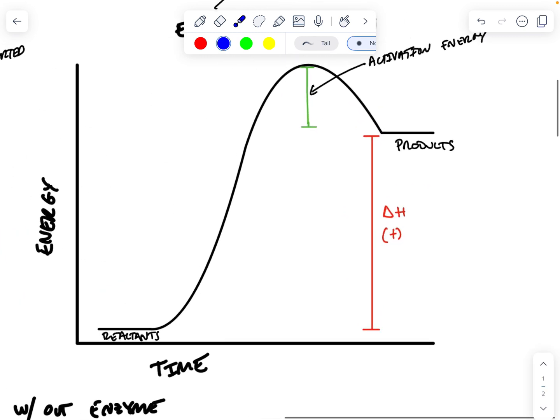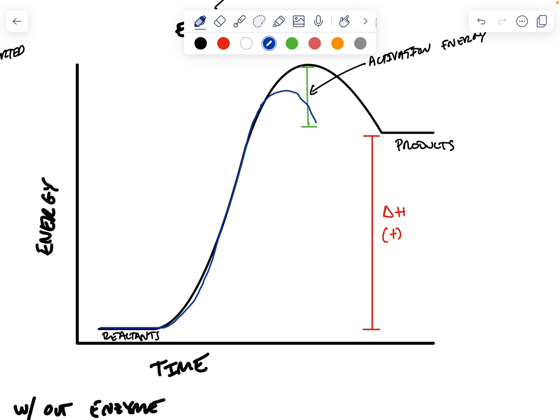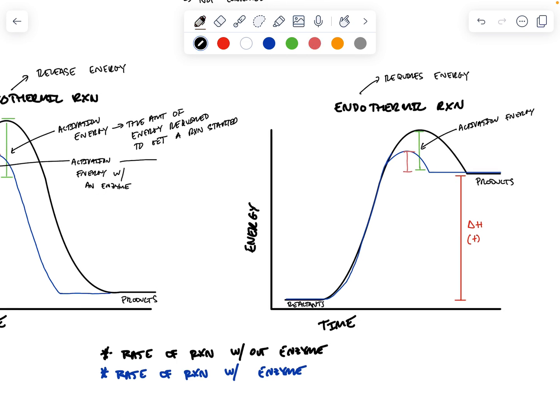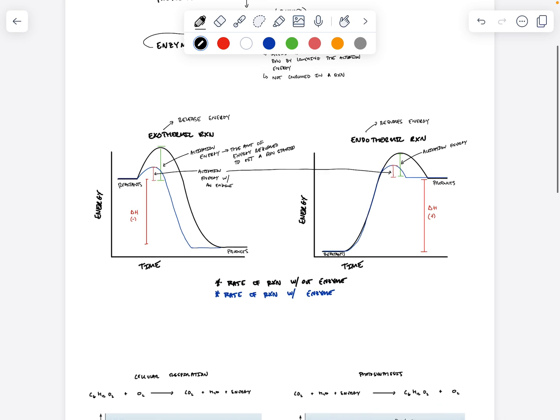Okay, and then we can draw the same thing over here. We actually start with the exact same energy of reactants as well in this diagram. We kind of follow the same curve up, but then a reaction with an enzyme is going to have a lower overall activation energy. Okay, how do enzymes do this?